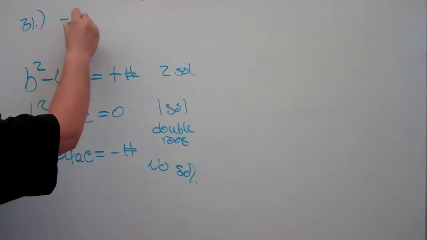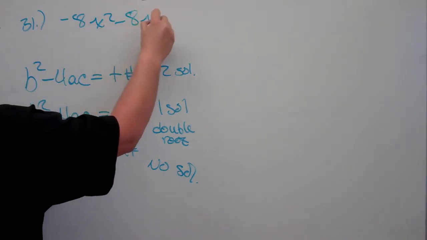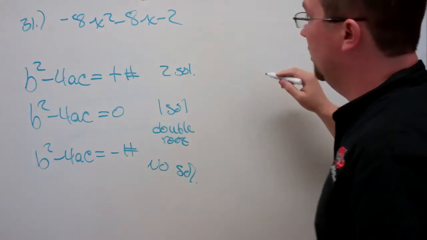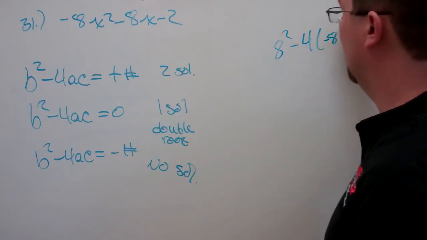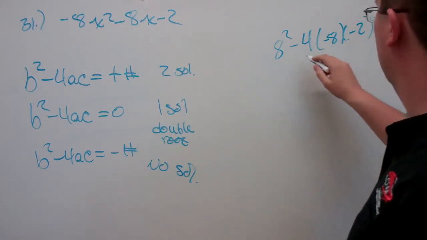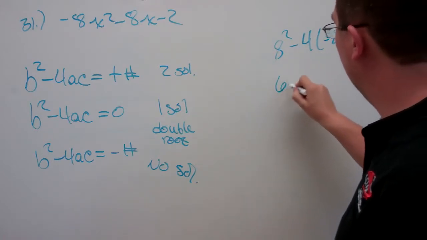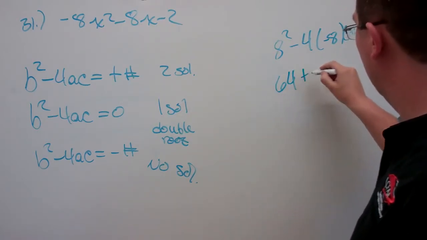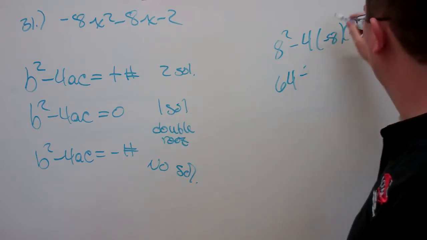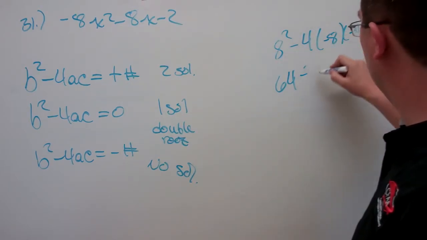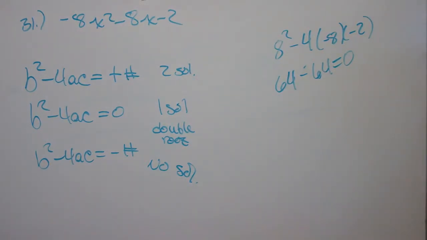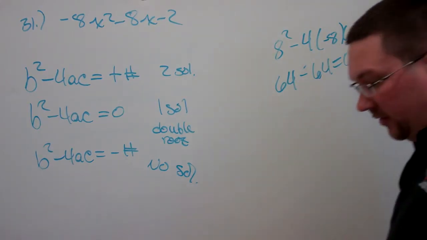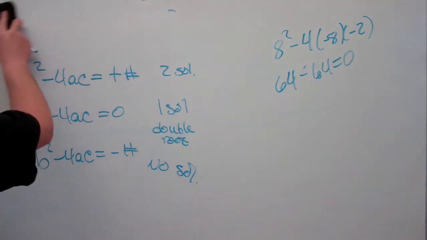31 is negative 8x squared minus 8x minus 2. So b squared, 8 squared minus 4 times a times c. So triple negative, so that means our answer is going to be negative. So 8 squared is 64 minus 4 times 2 is 8. 8 times 8 is 64. Oh, that equals 0. We have one real solution, and it is a double root. So the answer is A for 31. And now 32, this is the last one like this.